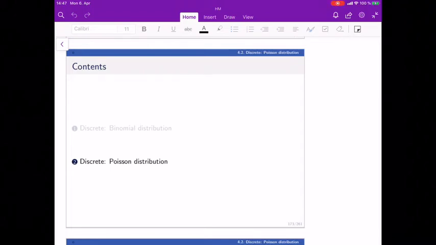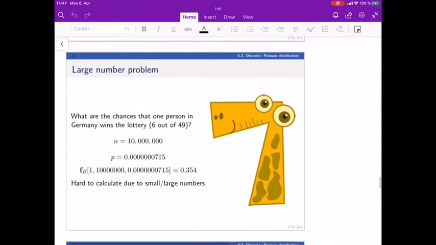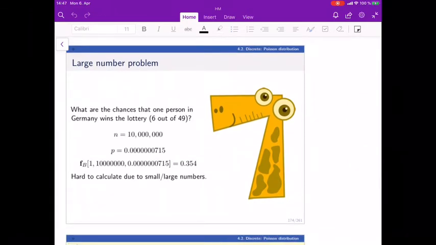Welcome back to the last part of the third lecture. Now we're going to look at the Poisson distribution, which is quite similar to the binomial. In fact, it kind of stems from it. We can derive it. So what's the idea?